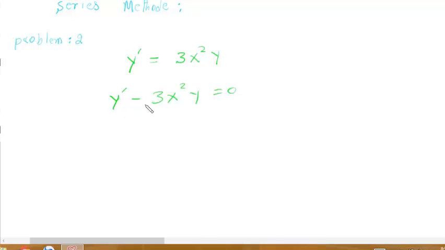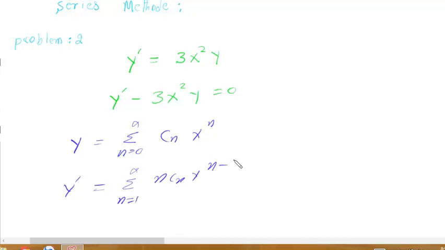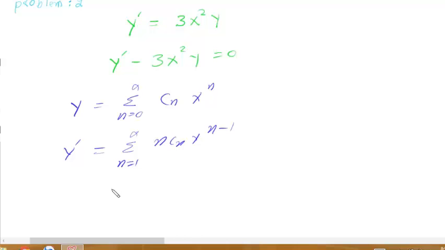Okay, then we take the solution of this differential equation as y = summation from n = 0 to infinity of cₙxⁿ. Then we take the derivative, first derivative only, because here there is only a first derivative. Then this is the summation from n = 1 to infinity of n cₙ xⁿ⁻¹. Then we put these values into the equation.